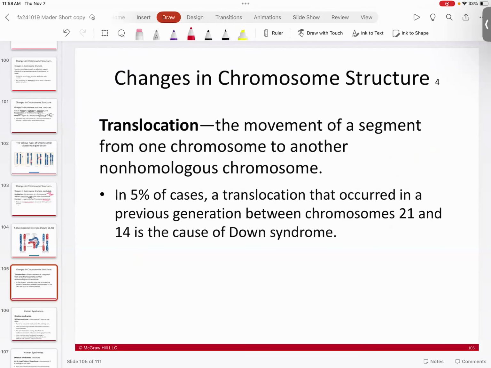And then a translocation is basically where two chromosomes swap genetic information, right? So this is where two chromosomes swap regions.